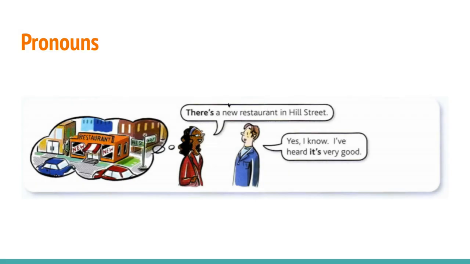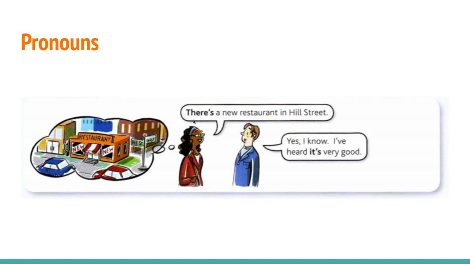And before we finish the video, there's another pair of pronouns that I think it's important for you to know. This one over here: there's a new restaurant in Hill Street. This construction is called existential there. Whenever we want to say that something exists, we're going to say there is, there are, there was, there were, there will be. Okay, the conjugation doesn't matter. What matters is the pronoun here, there.